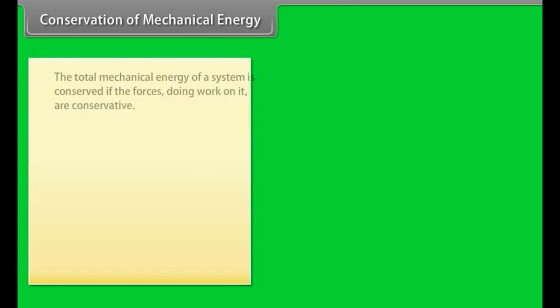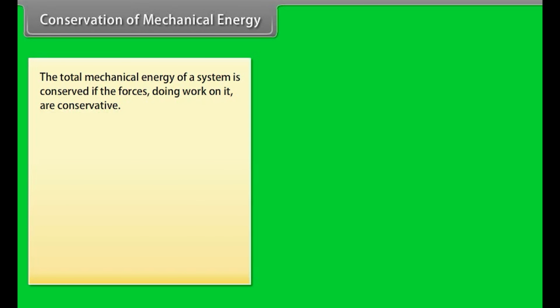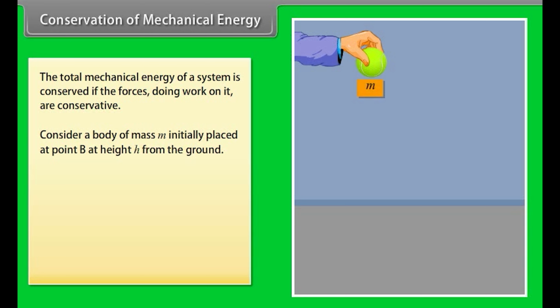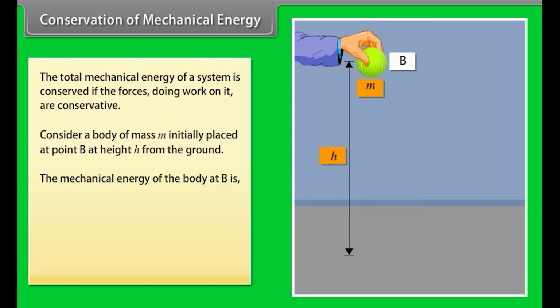Conservation of mechanical energy. The principle of conservation of total mechanical energy states that the total mechanical energy of a system is conserved if the forces doing work on it are conservative. Let us understand it with an example. Consider a body of mass m initially placed at point B at height h from the ground. The mechanical energy of the body at B is equal to kinetic energy of the body at B plus potential energy of the body at B, which is equal to 0 plus mgh, which is equal to mgh.